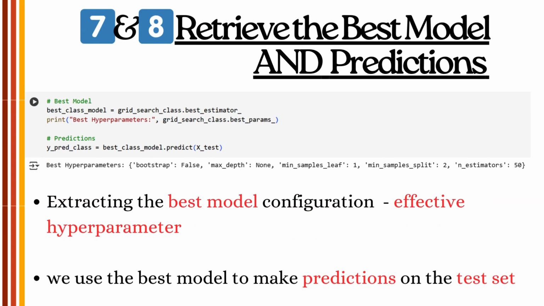7. Best model. Once the grid search is complete, we retrieve the best model with the optimal hyperparameters. Concept. Extracting the best model configuration ensures that we use the most effective hyperparameter settings for our predictions.